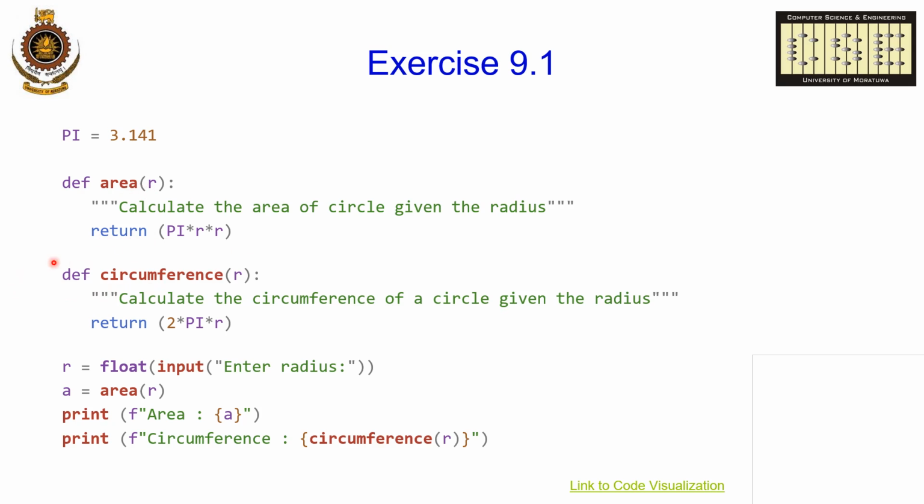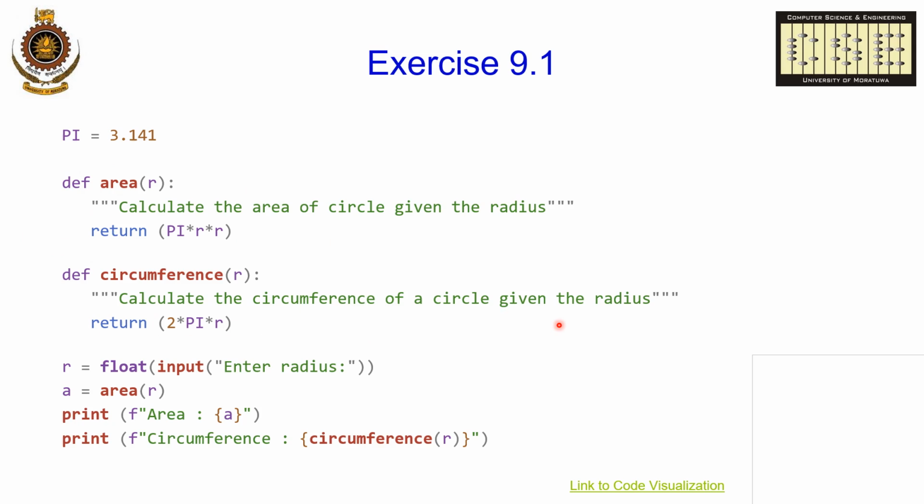Similarly, we have a function definition for calculating the circumference of the circle. Def circumference. Input is again r, the radius. We have a docstring explaining what the function does, calculate the circumference of a circle given the radius, and it returns 2 pi r. 2 pi r is the circumference of a circle of radius r. So these two functions are now defined.